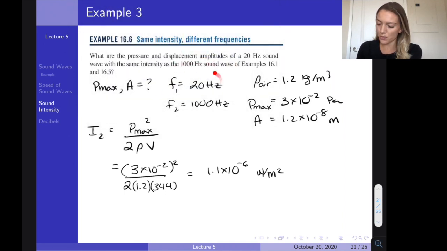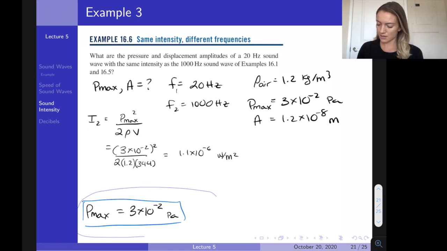And our first wave, the F1 wave, has the same intensity. Since it has the same intensity and it's traveling through air, it's going to have the same density, rho, and the same velocity. We can see right away that Pmax is going to be the same, because if we have two waves of the same intensity traveling through the same medium, Pmax has to be the same. So our Pmax equals that of our other wave, 3 times 10 to the negative 2 pascals. So that's our Pmax.